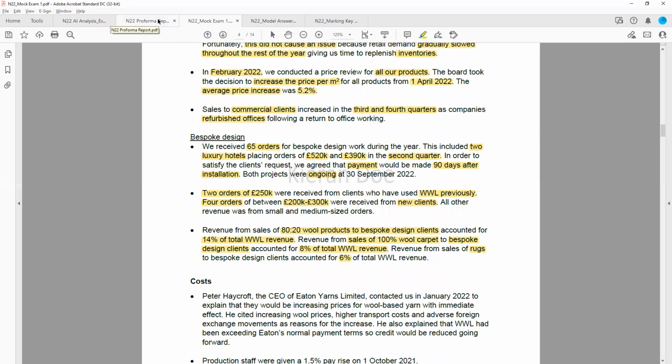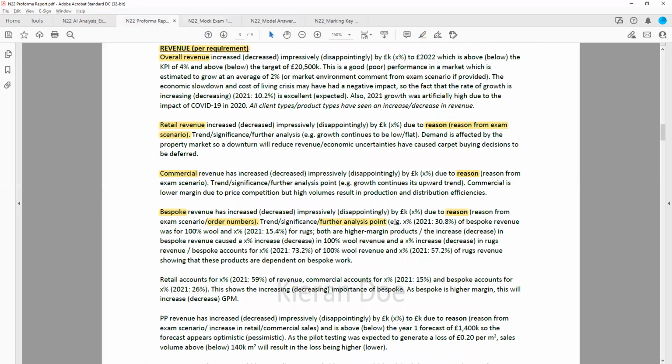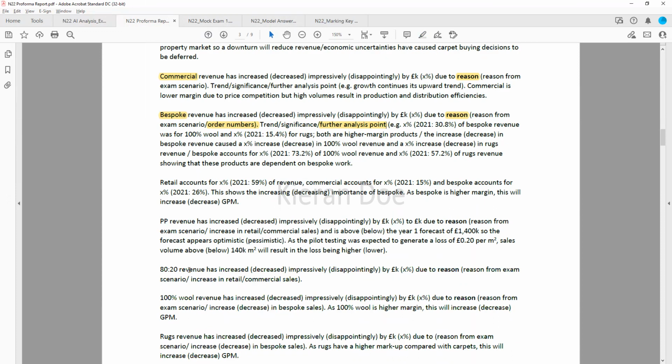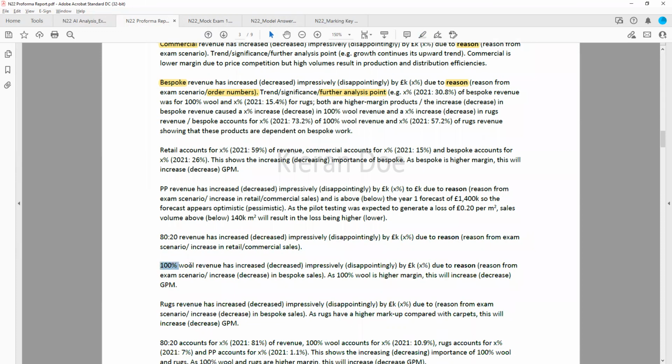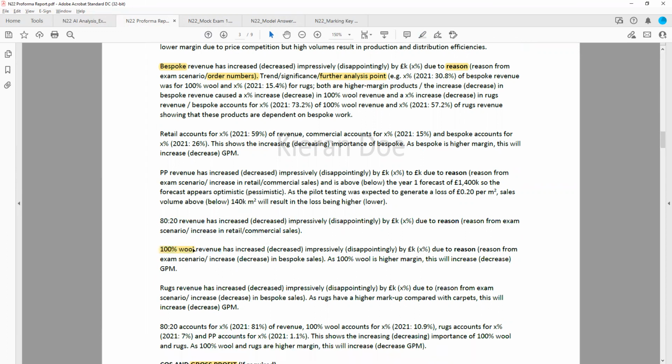So then, we definitely have this in our further analysis. There's different ways we could cut this, but of course, if we're looking to include something by product type as well, this is a good opportunity to intertwine analysis of 100% wool and rugs, because you can actually include that analysis when you do your bespoke paragraph. So that saves a bit of time, but also covers these off as well, because we were asked to do it by product type.